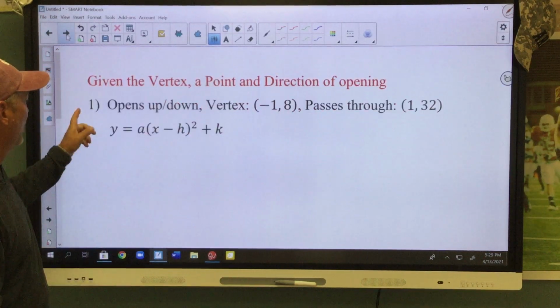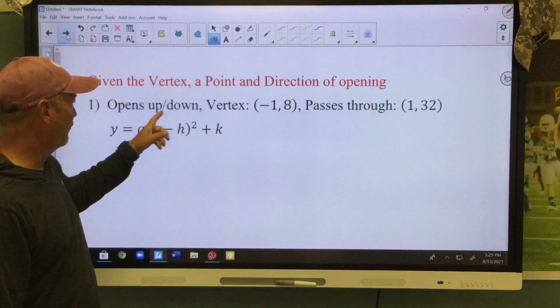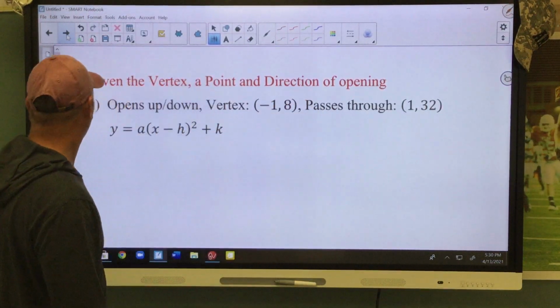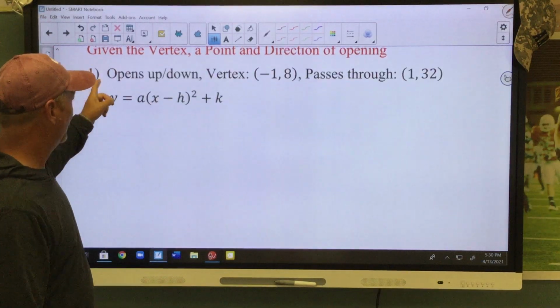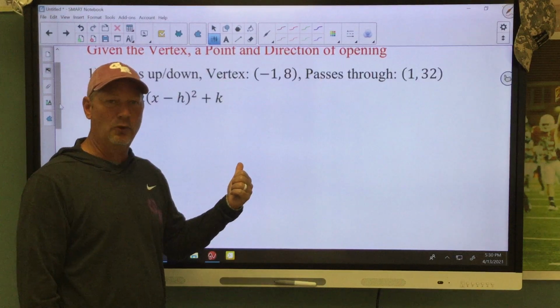Next, we're going to ask you to write the equation. We're going to give you the vertex and a point that is on the graph, okay? We have a couple of choices. This one is going to open up and down. So this is going to start with y equals.